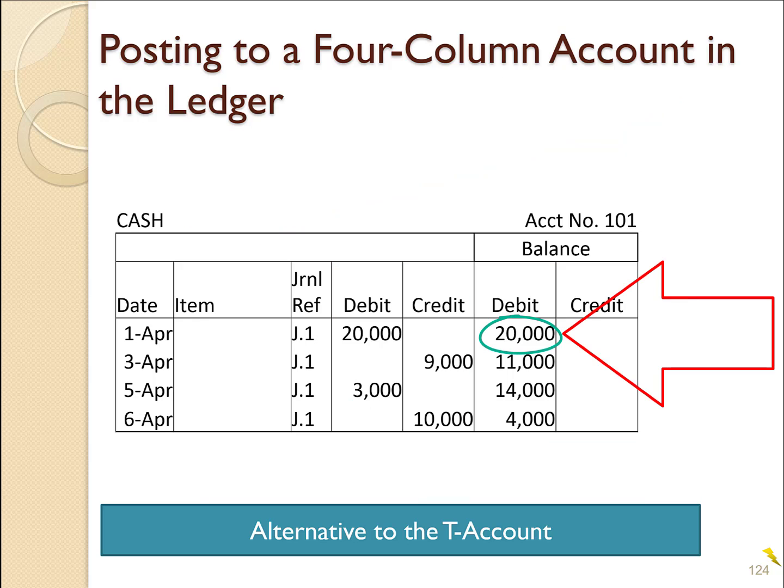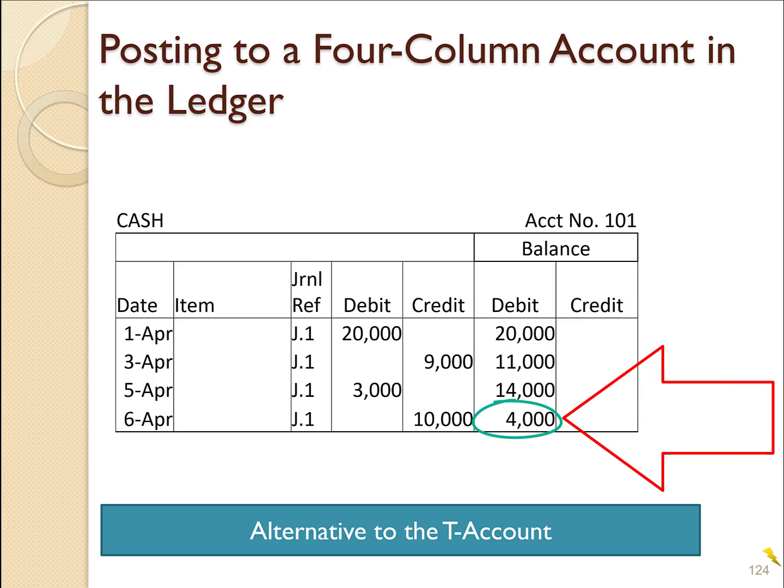Notice after the first transaction, cash has a $20,000 balance, and the most recent balance, as of April 6, is $4,000. So MyAccountingLab does not do a good job of showing how to post from a journal to the official 4-column ledger. So we're going to do this in PowerPoint to illustrate it, and in the project we will get some hands-on practice posting from the journal to this official 4-column ledger.